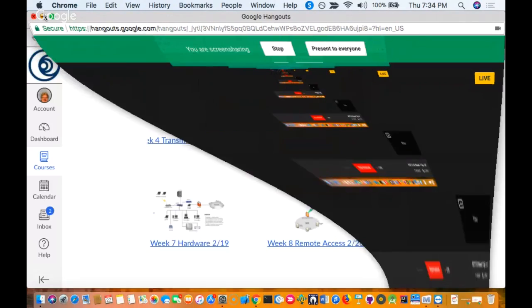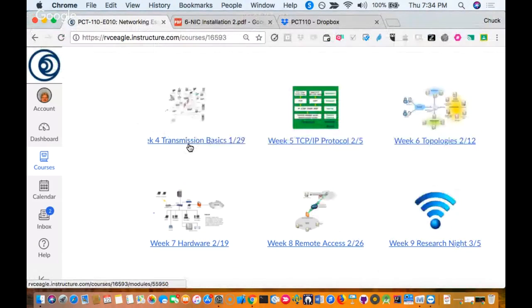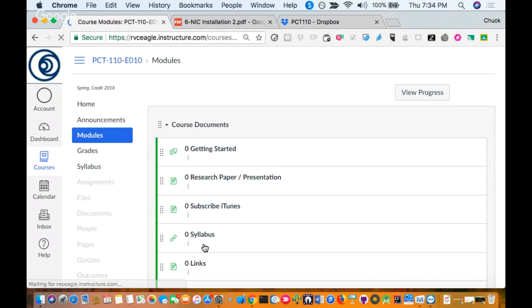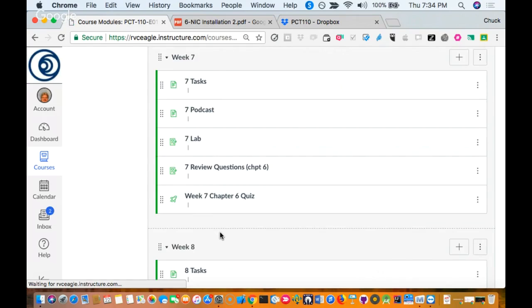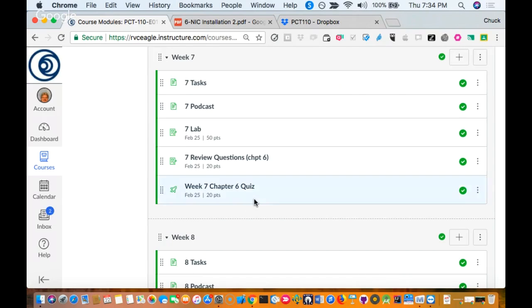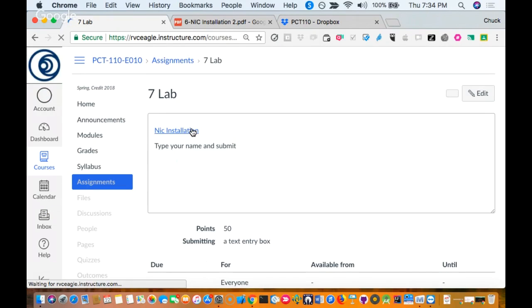All right, everybody get signed in? Okay, well, this is week number 7. As you can see from the table here in the middle, we're going to be doing some hardware NIC installation tonight after we go over the discussion. This week we're looking at chapter 6 and the chapter 6 quiz. And the lab, so we won't forget, if you'll go into 7 lab for me right now and put in your name, that would be awesome. We'll submit your name there.